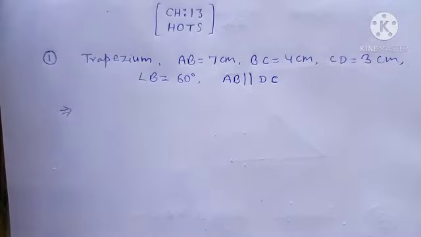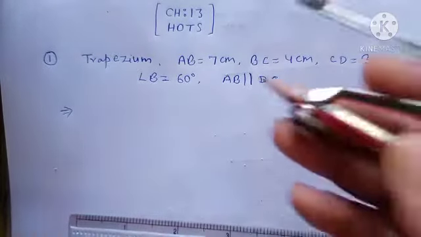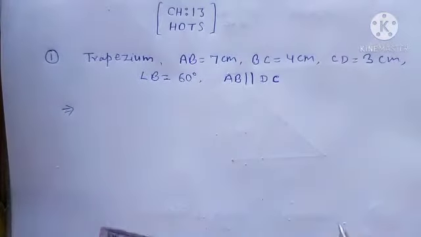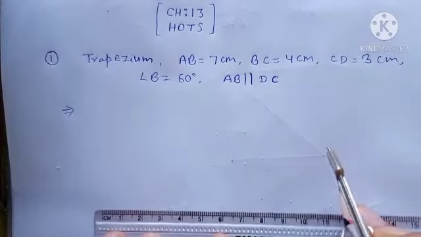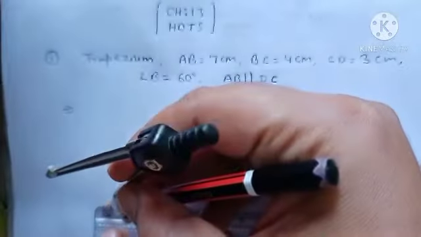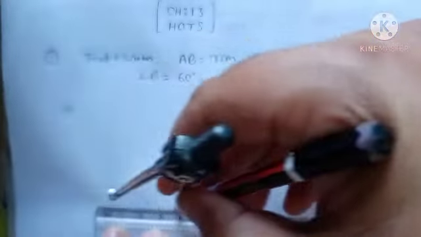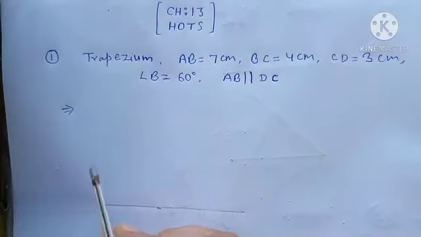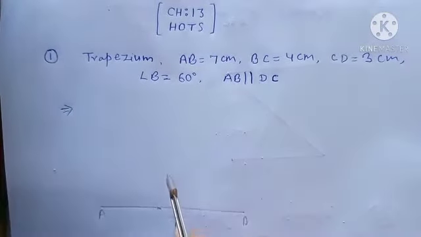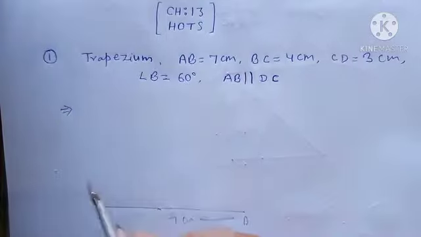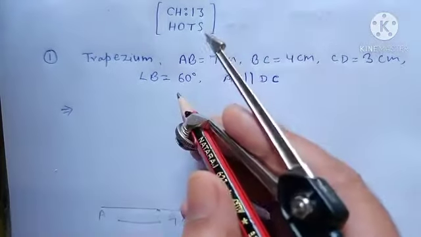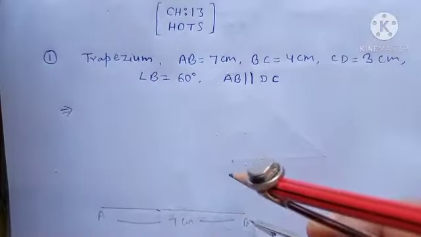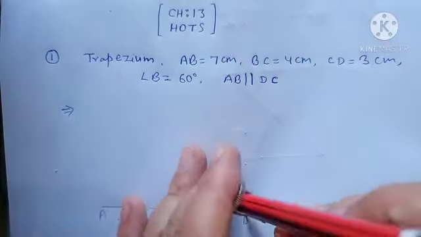So first of all, we have to construct a line segment AB which is equal to 7 centimeter. So first of all, we are going to draw a line segment AB equal to 7 centimeter. Okay, this is a line segment AB which is equal to 7 centimeter. Now here you can see angle B is 60 degree. So at B we have to draw an angle of 60 degree.